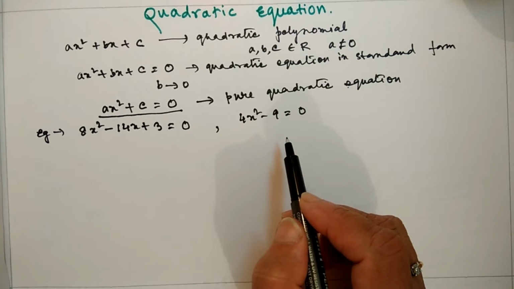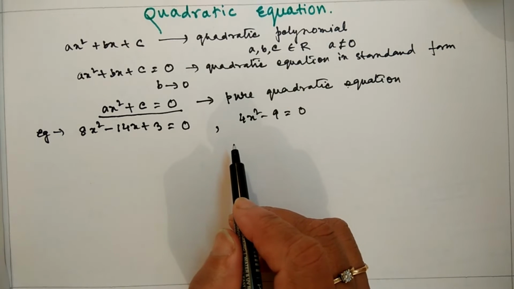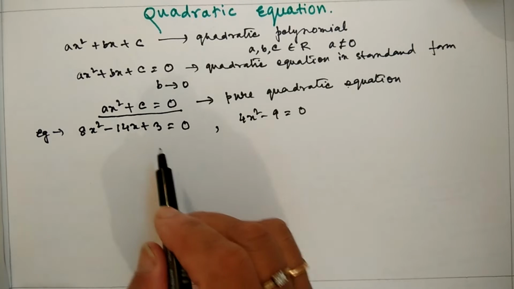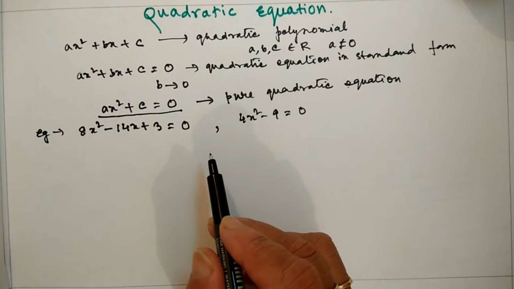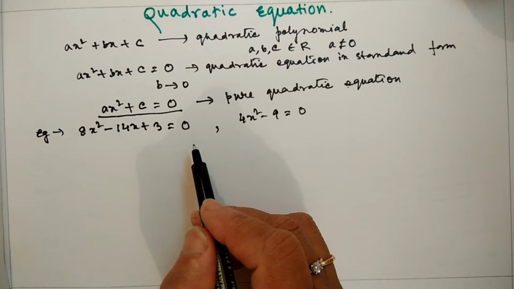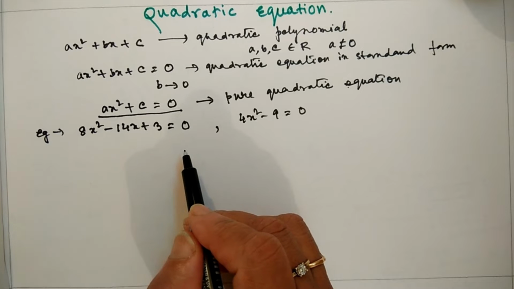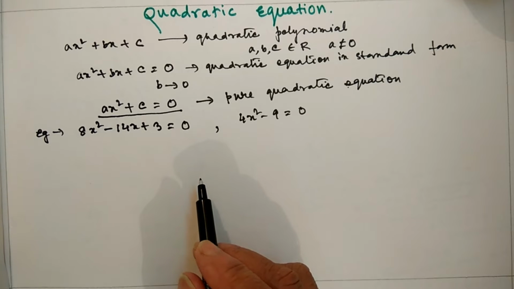Okay. So now friends, we are discussing equations, so we can solve equations. If we solve a quadratic equation, we'll get the value of the variable. As it is a quadratic equation, we'll get two roots of the variable. Now in general, there are three methods that we can use to solve a quadratic equation.